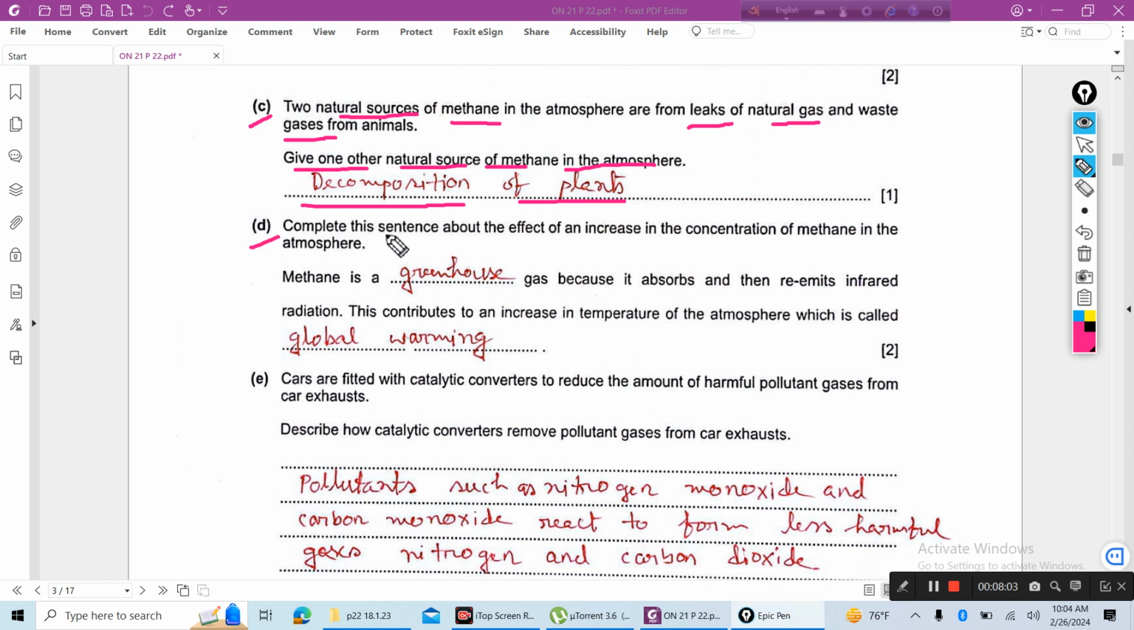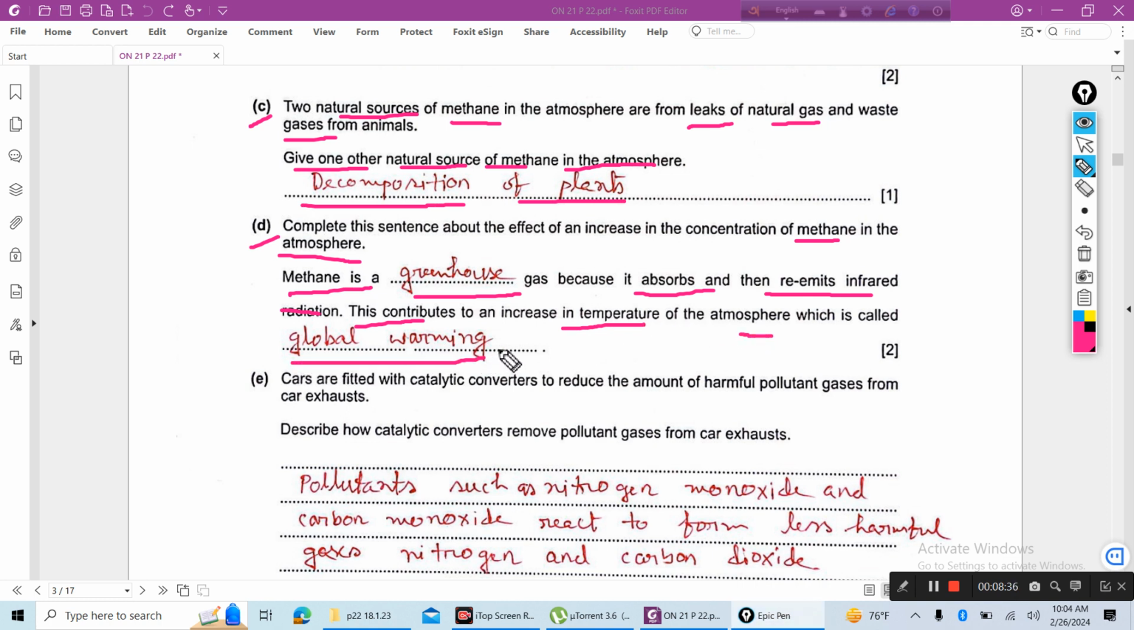And D. Complete the sentence about the effect of an increase in the concentration of methane in the atmosphere. If the concentration of methane increases in the atmosphere, now methane is a greenhouse gas because it absorbs and then re-emits infrared radiation. Methane gas absorbs first, then re-emits. This contributes to an increase in the temperature of the atmosphere, which is called global warming.